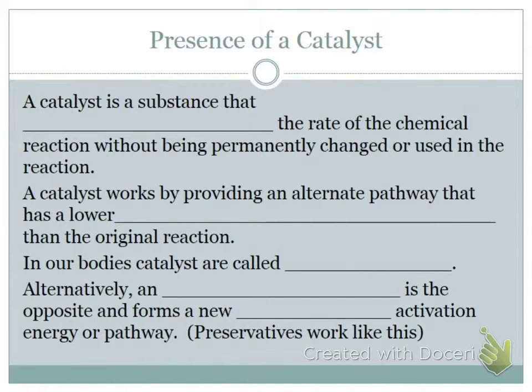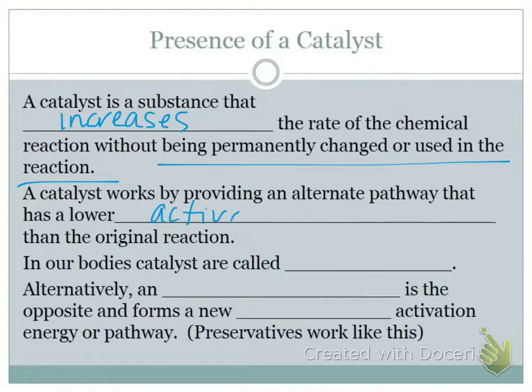Presence of a catalyst. By this point in your life, you usually know what a catalyst is, but a catalyst is a substance that increases the rate of a chemical reaction, and here's the key, without being changed or used up in a reaction. The way a catalyst works is it provides an alternate pathway that has a lower activation energy. So it provides a way for it to get there quicker.